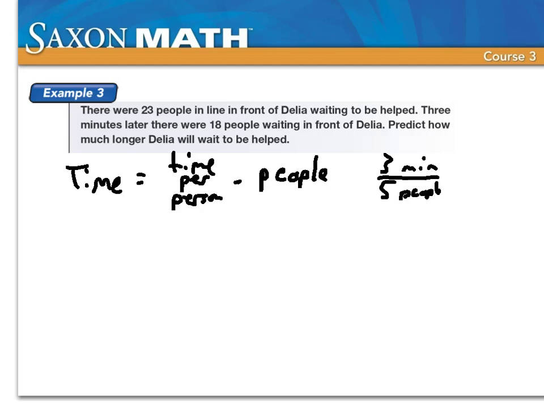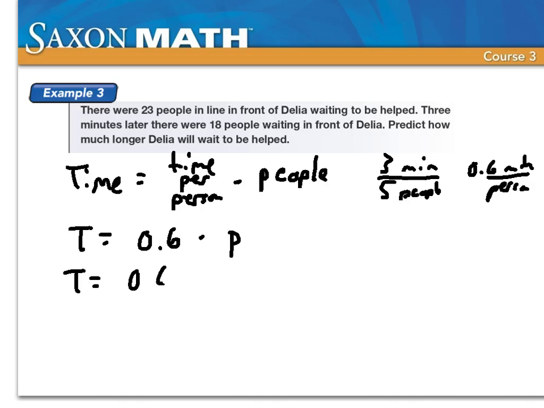Okay, so that's about 0.6 minutes per person. Okay? Well, we know it's going to take about 0.6 of a minute to help each person. So I can plug that in for the time per person. Okay, so our time is going to equal 0.6 times the number of people. Well, we know there's 18 people left, so we need to figure out how much longer it's going to take her to be helped. So our time is going to equal 0.6 times the 18 people that are left.